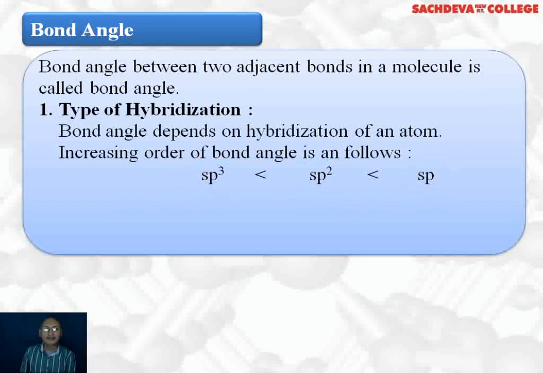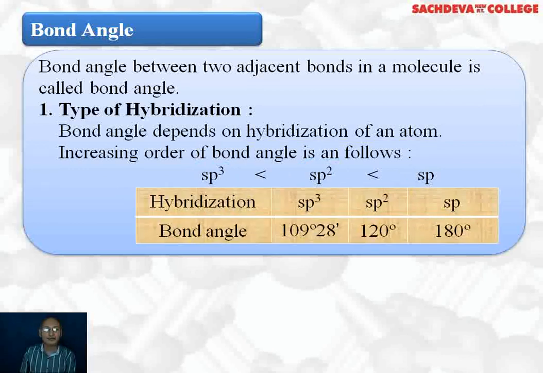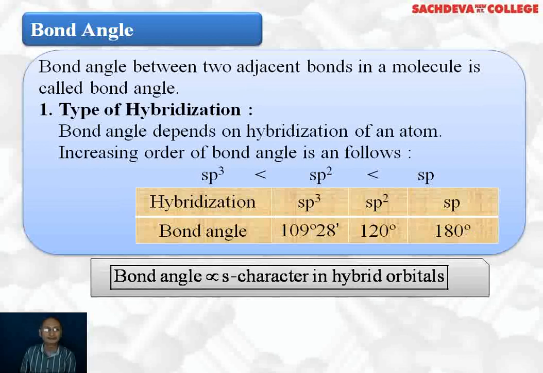So bond angle depends upon hybridization of the atom. If it is sp3 hybridization, bond angle is 109.5 degree or 109 degree 28 minutes. If it is sp2 hybridized, bond angle is 120. And if it is sp hybridized, it's a linear shape, bond angle is 180. In sp2 hybridization, the trigonal shape or planar shape, bond angle 120. And in sp3, there is a tetrahedral shape with bond angle 109 degree 28 minutes.